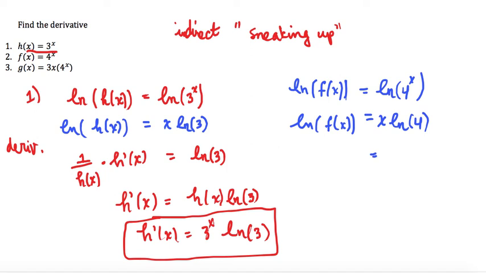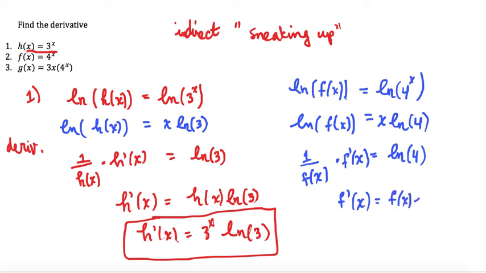So the derivative of x times a constant is just that constant, in this case, natural log of 4. On the left side, I have 1 over f of x. Okay, so I'm working with the derivative of natural log times the derivative of the inside function, f prime. And then finally, I finish the problem by solving for f prime. So f prime is equal to f times the natural log of 4.